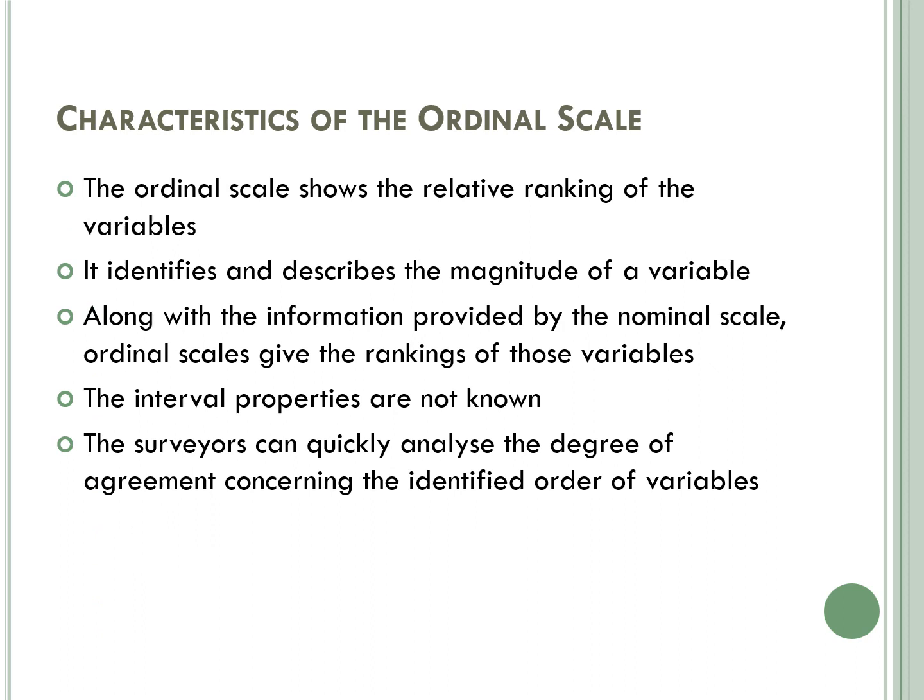Characteristics of ordinal scale. The ordinal scale shows the relative ranking of the variables. It identifies and describes the magnitude of a variable along with the information provided by the nominal scale. Ordinal scales give the ranking of those variables. The interval properties are not known. The surveyors can quickly analyze the degrees of agreement concerning the identified order of variables.